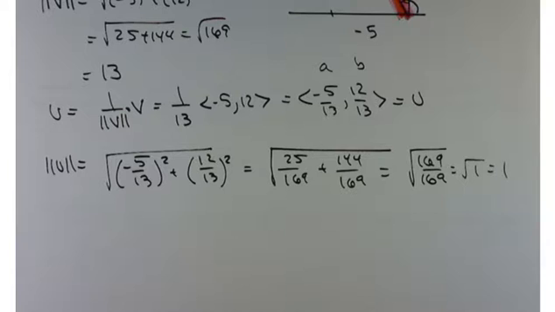And that's what we wanted. So we've got a vector that points in the same direction, but its length is 1. So we've got a unit vector.